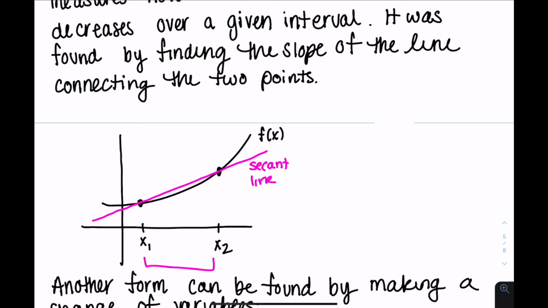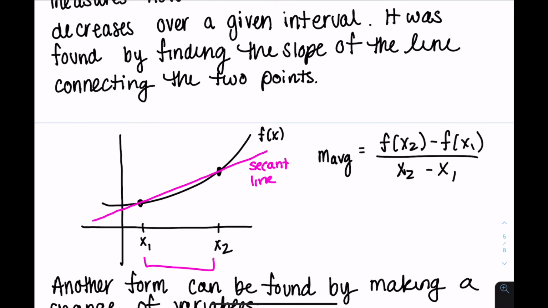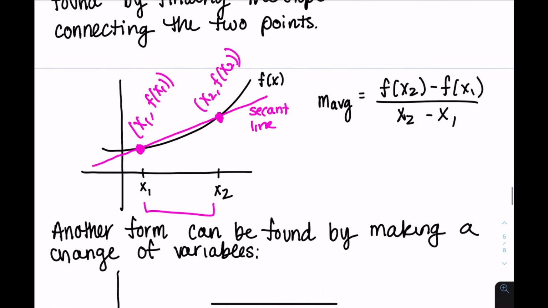So the average rate of change is going to be the difference in y values over the difference in x values. So this first point here would be x1, the function evaluated at x1, and this is x2, the function evaluated at x2. So the slope of the line connecting them is your average rate of change, f of x2 minus f of x1 over x2 minus x1.